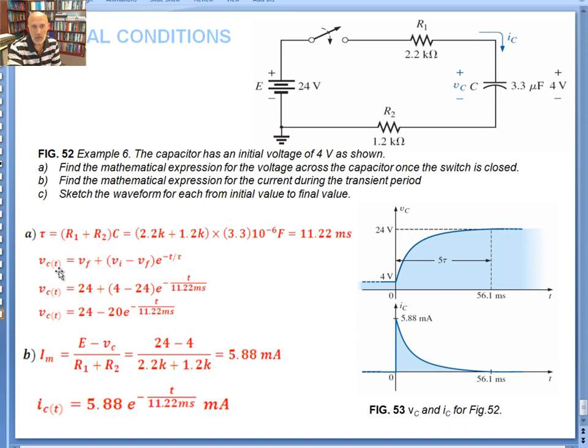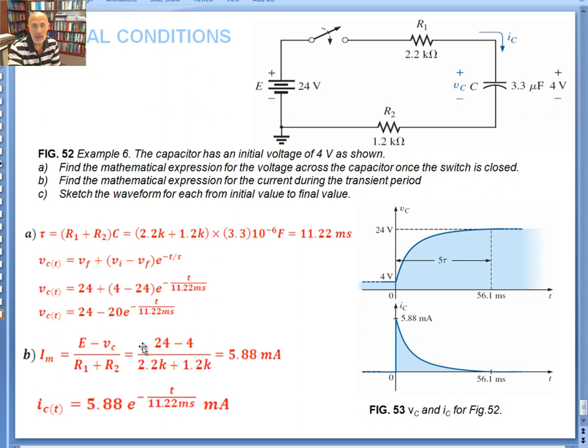We just write the equation. V sub C of t is equal to V of F plus V sub I minus V of F times e to the minus t over tau. The final value, when the cap is completely charged, is 24 volts. So it's 24, plus V sub I, which is 4, minus 24, times e to the minus t divided by 11.22 milliseconds. 4 minus 24 gives you minus 20. So that's the equation for the voltage.